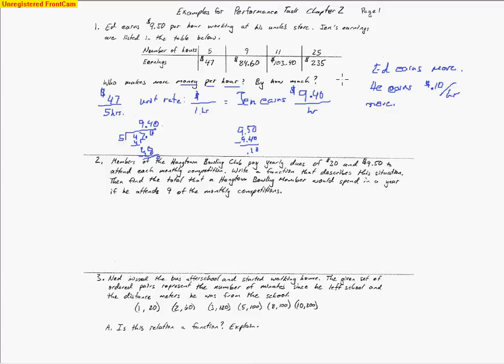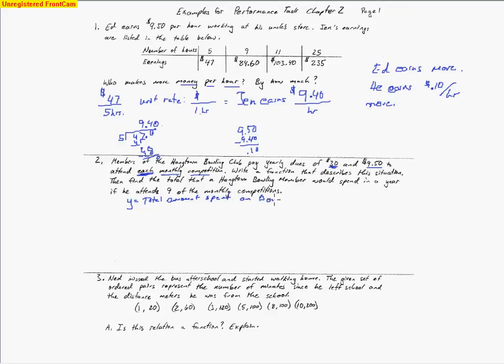And let's take a look at the next one. It says that members of the Hangtown Bowling Club pay yearly dues of $30. So this is an amount you're going to pay no matter what, and $9.50 to attend each. That key word there tells us we're dealing with the variable terms now. So attend each monthly competition. We're going to write a function that describes this situation. First is our y value, which is money. This is the total amount spent on bowling.